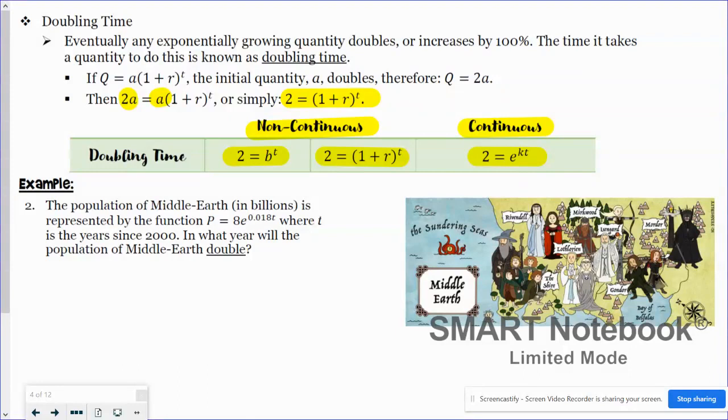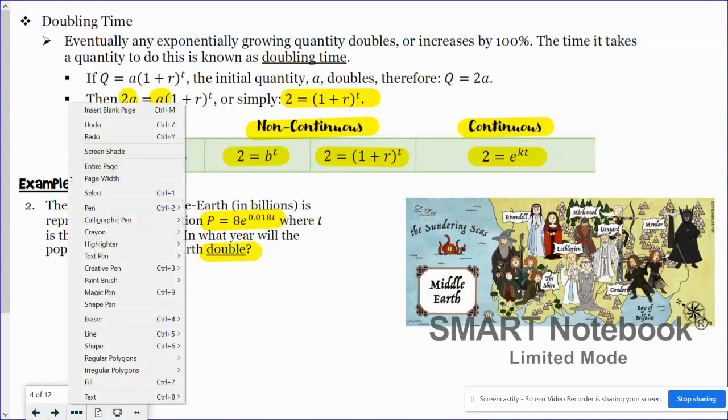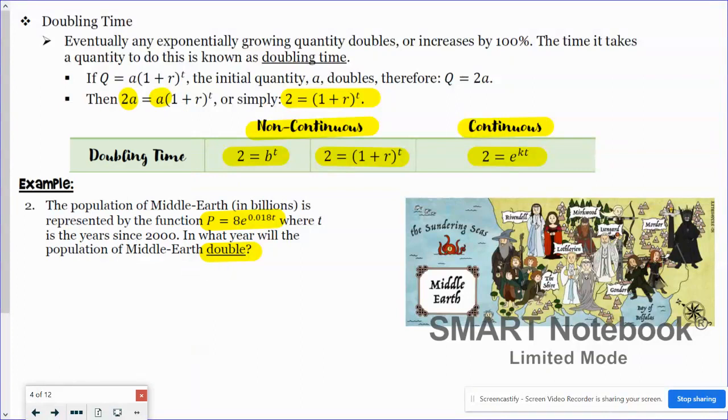Okay. So we're going to take a look at 3 scenarios so you guys can see how all of these formulas are being used. Problem 2 says the population of Middle Earth in billions is represented by the function p is equal to 8 times e to the 0.018 t power, where t is the number of years since 2000. In what year will the population of Middle Earth double? All right, so I'm working with doubling time. So of course I'm thinking about those 3 doubling time formulas.